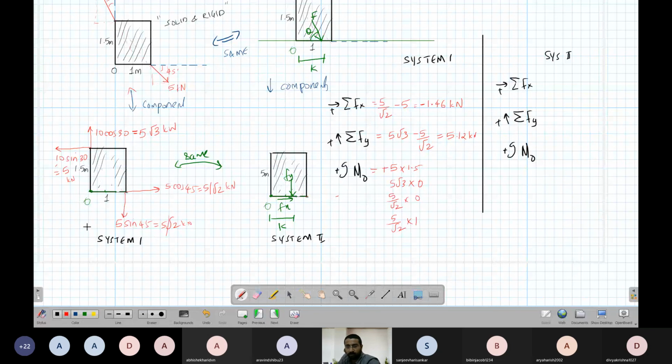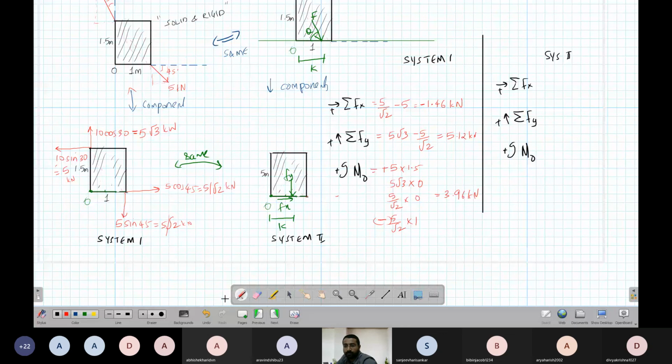In the other force, it is 5/√2 into 1. What is the direction? Clockwise, so it is minus. So this gives me 5 times 1.5 minus 5/√2, which gives me 3.96 kilonewton-meter. I hope all the calculations are correct.